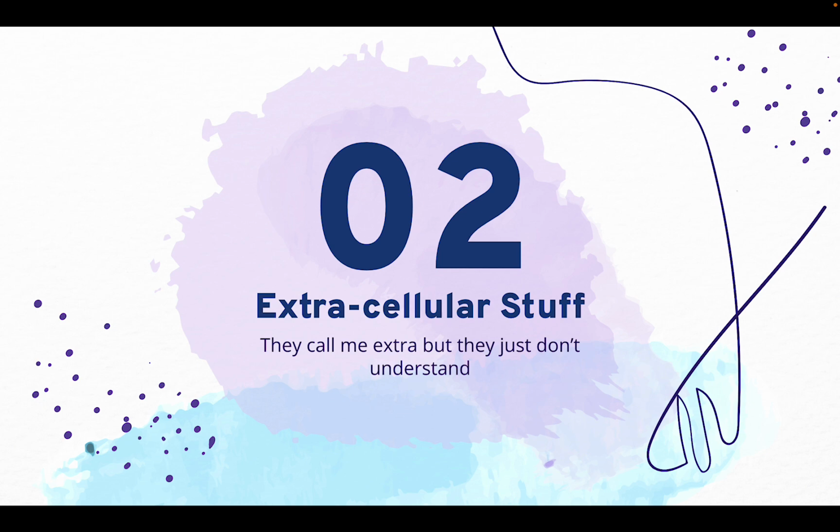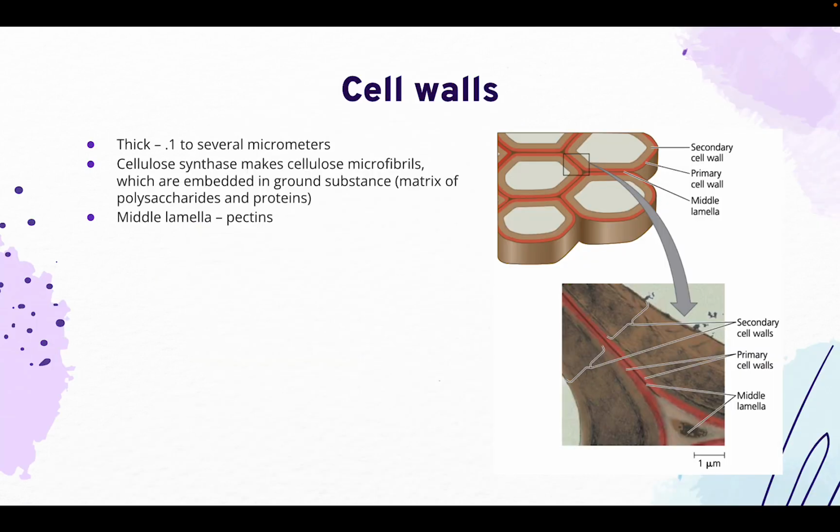All right, so the second portion of this lesson is talking about extracellular stuff. What do you have outside your cell? In plants and fungi, we have the cell wall. I'll mainly be talking about plants here. These cell walls are pretty thick, 0.1 to several micrometers, which is rather large. Here's a drawn picture, and here's a microscope picture.